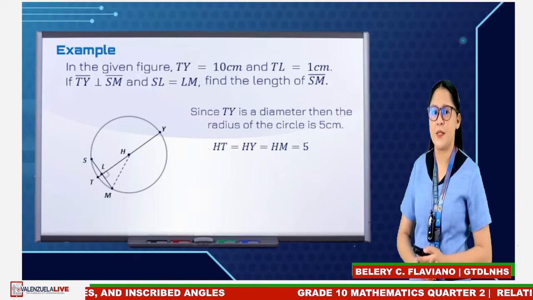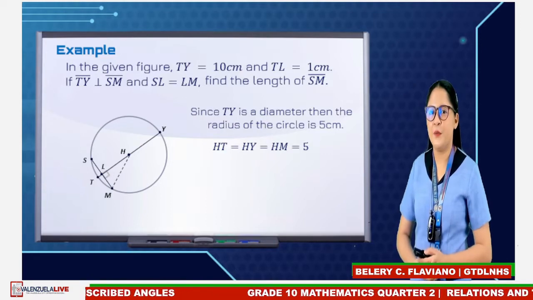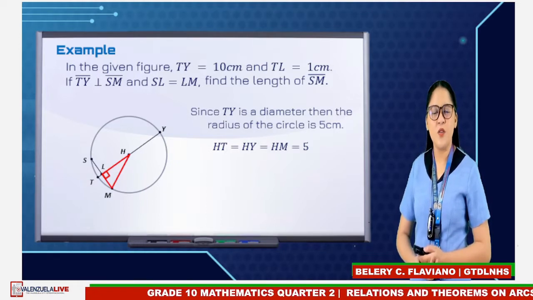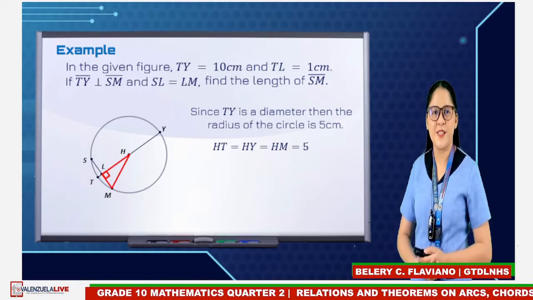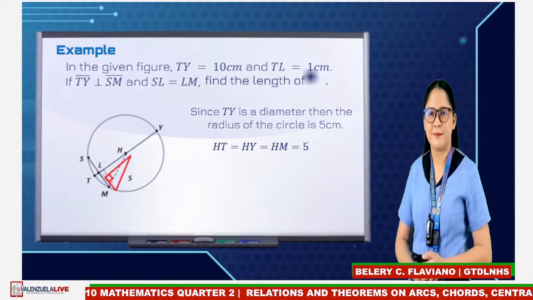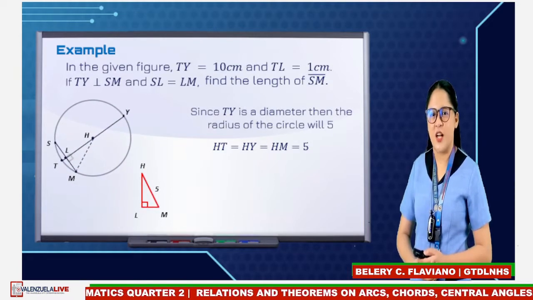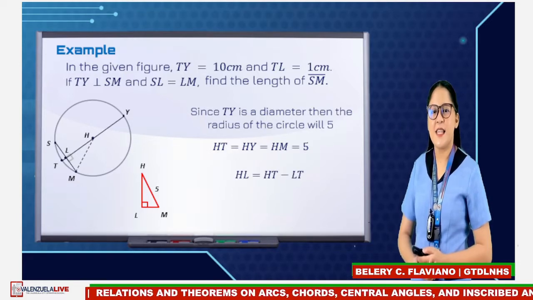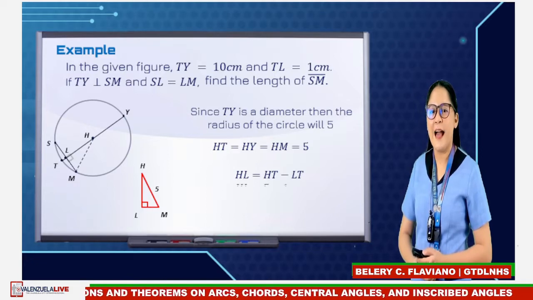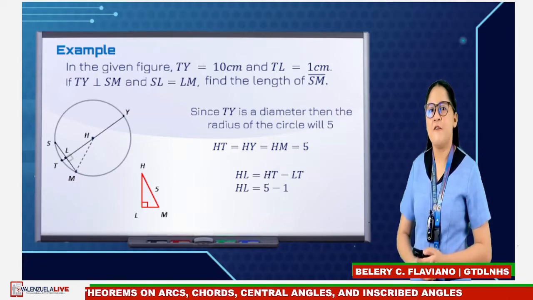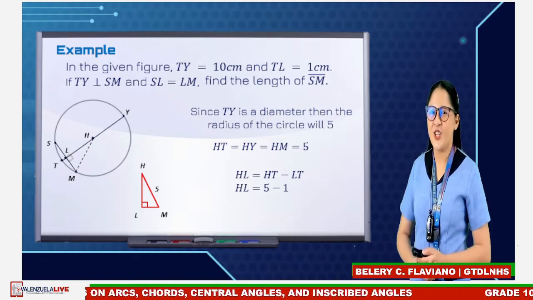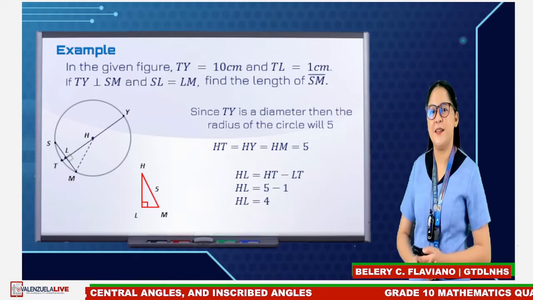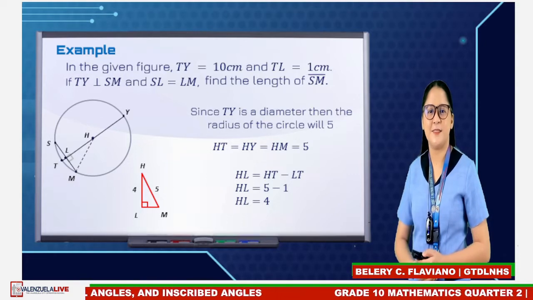Now, if we draw a radius from H to M, we will have a right triangle HLM. The radius HM is also the hypotenuse of our right triangle. Notice that HL is equal to HT minus LT. Substituting their values, we will have HL equals 5 minus 1. Therefore, HL is equal to 4. We can now use the Pythagorean theorem in solving for the missing side.